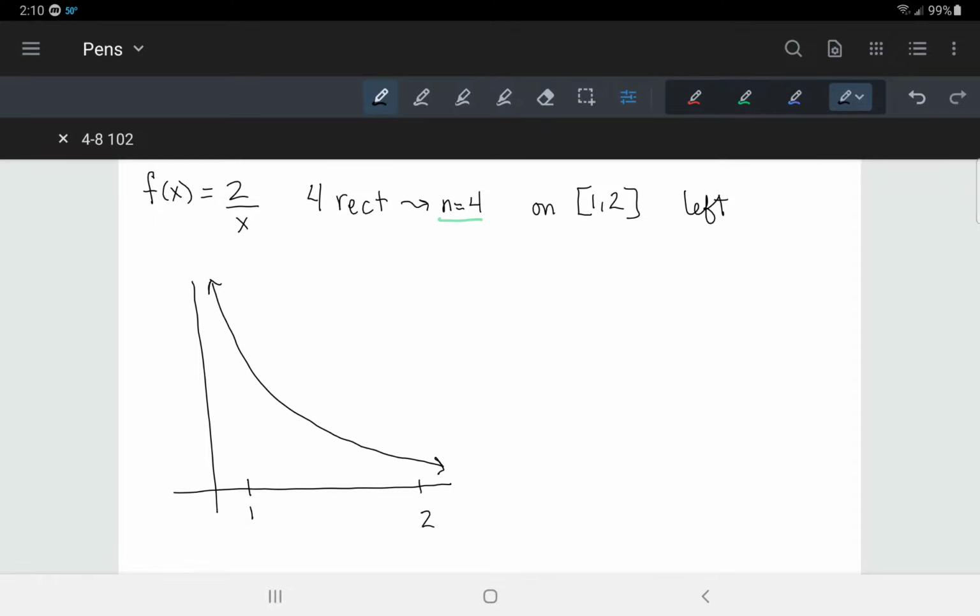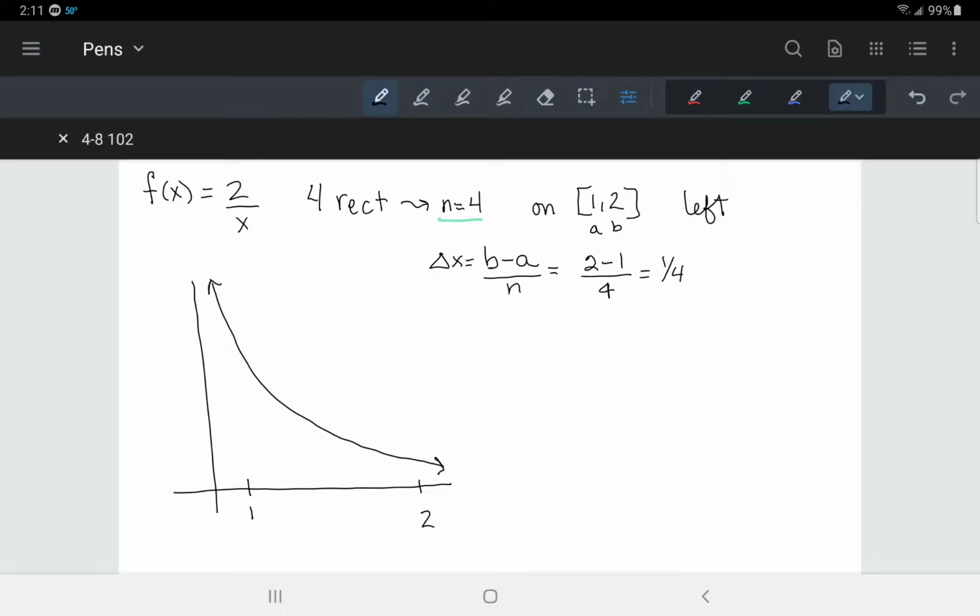So first we need to determine the width of each interval. We know that the width, or our change in x, delta x, is equal to b minus a over n, which in this case, this is our b, this is our a, so 2 minus 1, n is equal to 4, so we get 1/4. This will be the width of each rectangle.